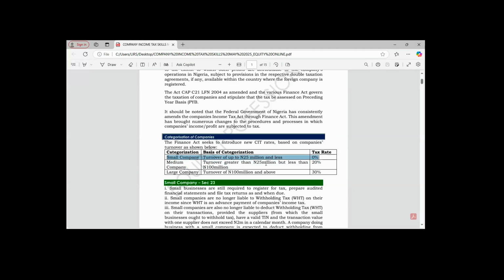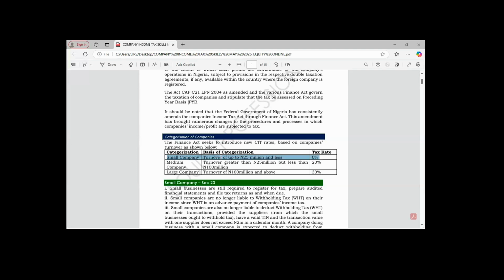While a company with an annual turnover of more than 25 million naira and less than 100 million naira is categorized as a medium company with a tax rate of 20%. While the third category is large company, with turnover of 100 million naira and above annually, with a tax rate of 30%.